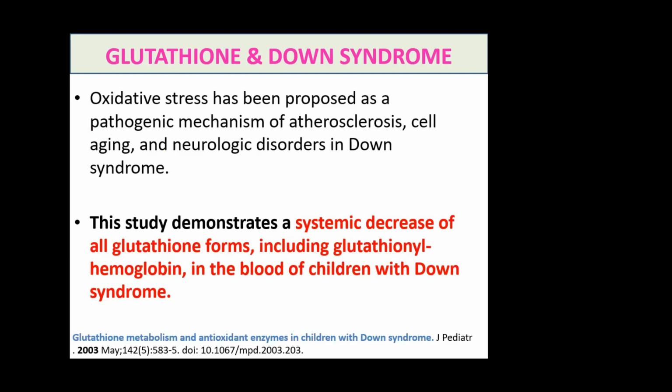Then you have oxidative stress, which has been proposed as a pathogenic mechanism of atherosclerosis, cell aging, and neurologic disorders in Down syndrome. This study demonstrates a systematic decrease of all glutathione forms, including glutathionyl hemoglobin, that is the glutathione that's attached to hemoglobin, in the blood of children with Down syndrome. So again, studies on children with Down syndrome showed that there is an overall decline in glutathione.